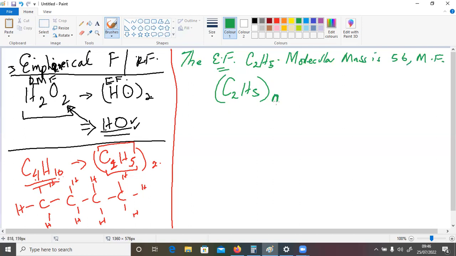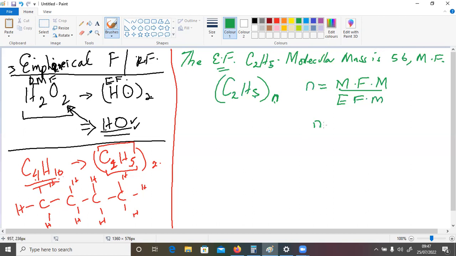Once we use our constant n to multiply the things on the inside, we find the molecular formula, because the molecular formula is an extension or an expansion of the empirical formula. All right. But how do we find the n? The n will always be obtained by the molecular formula mass divided by the empirical formula mass.